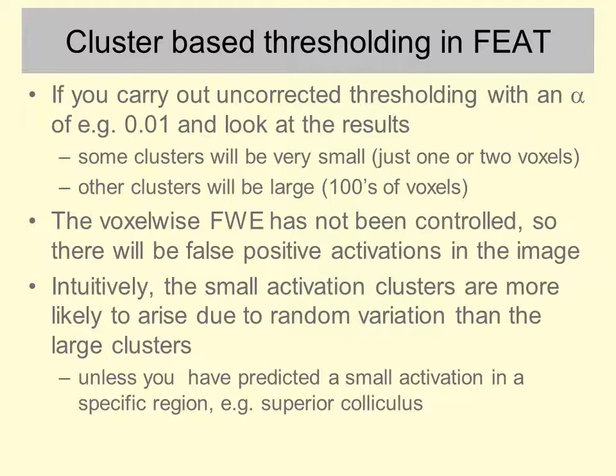Now there is one exception to that rule, which is that you may be particularly interested in and have a priori predictions about a region that is a functional unit in the brain but which is known to be small. For example, the superior colliculus. So even if you manage to activate the whole thing, it's only a few voxels.